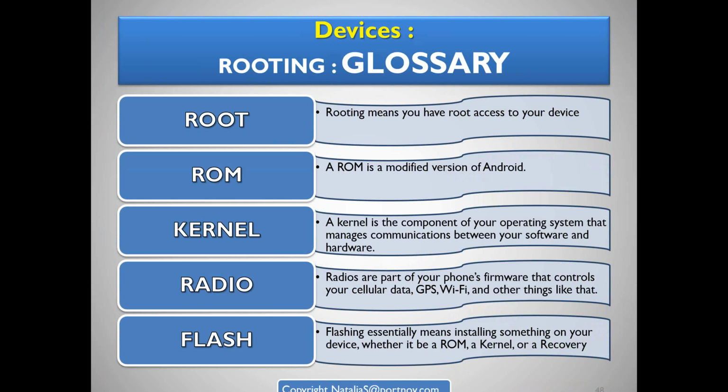Then we have the kernels. And kernels is one of the most important components of your operating system. What it does is manage communications between your software and hardware. Also, there are lots of custom kernels out there for most phones, and you can pretty much speed up your phone, or it can increase your battery life, among other things.